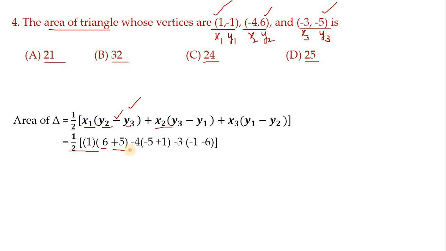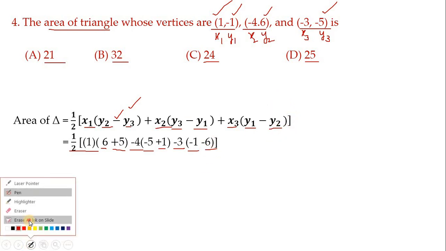So X2 value is minus 4. Y3 value is minus 5. Y1 value is minus 1 there. Hence it has become plus 1. So X3 value is minus 3. Y1 value is minus 1. Y2 value is 6. Now let us simplify this one, children.